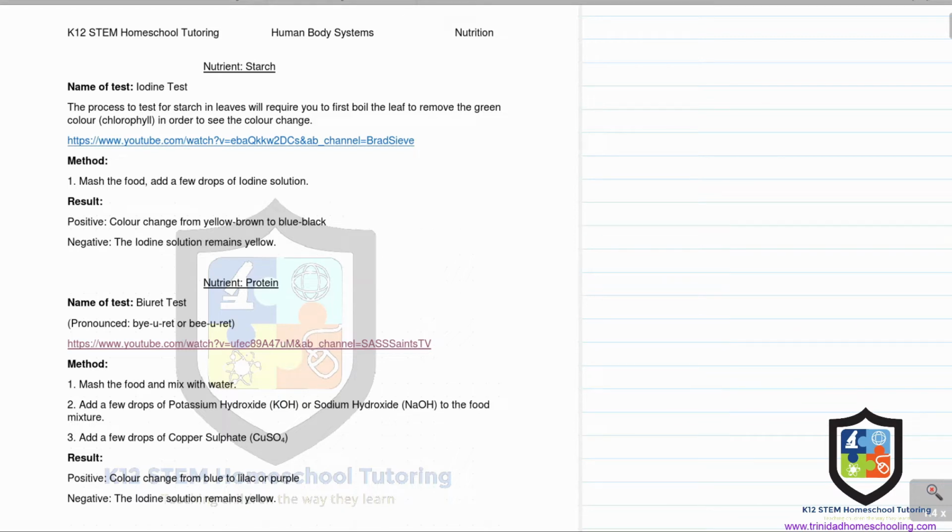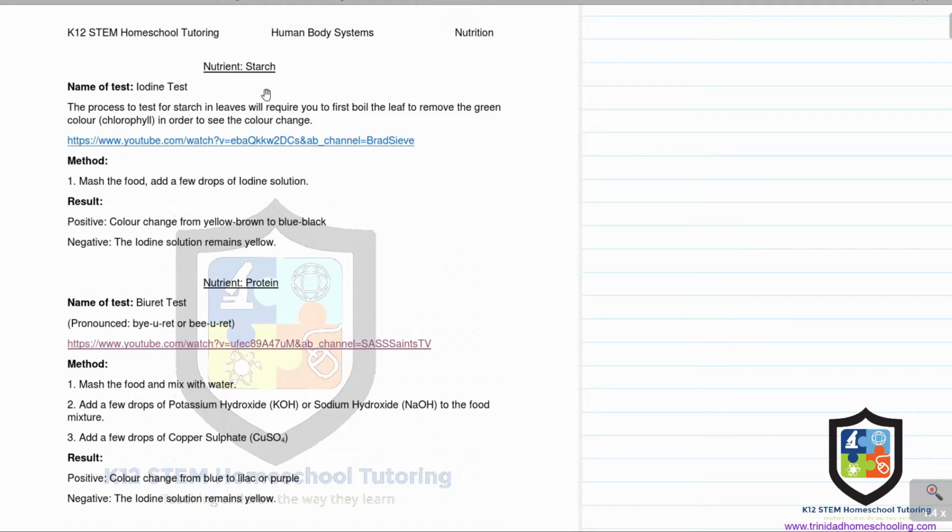Now, the name of the test for starch is called the iodine test. This iodine test, you will do in chemistry and in biology. In biology, we would focus on foods, yes, but we'll also focus on looking for starch in leaves of plants. So, to test for starch in leaves, you need to first boil the leaf to remove the green color, or the chlorophyll, from that leaf. And then you will do the iodine test to see the color change.